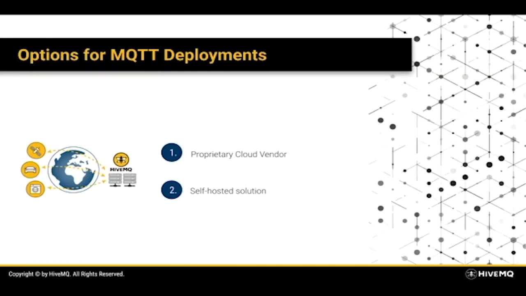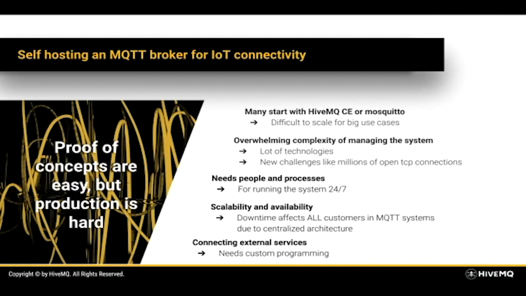On the one hand, you could choose one of the available proprietary cloud vendors like AWS IoT or Azure IoT Hub. Another popular option is, of course, to self-host your solution. Self-hosted solutions are great for proof of concepts. Oftentimes, those proofs of concepts are done with open source solutions like HiveMQ Community Edition or Mosquitto, which can lead to scalability and reliability issues for bigger use cases.